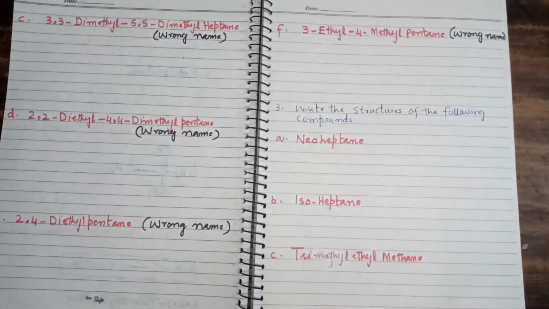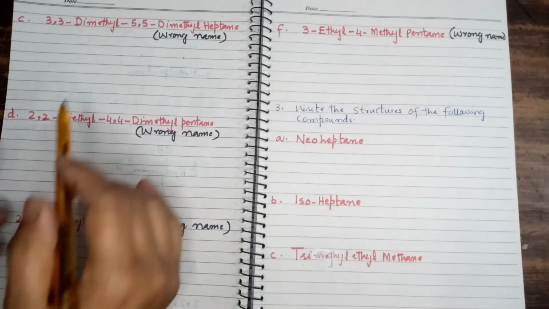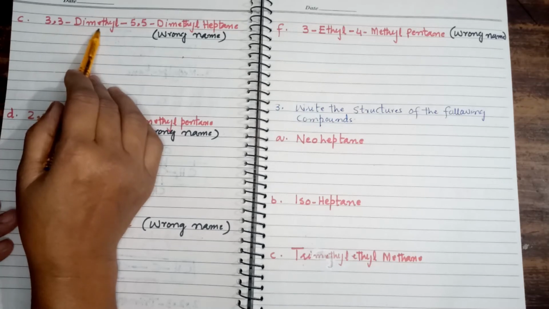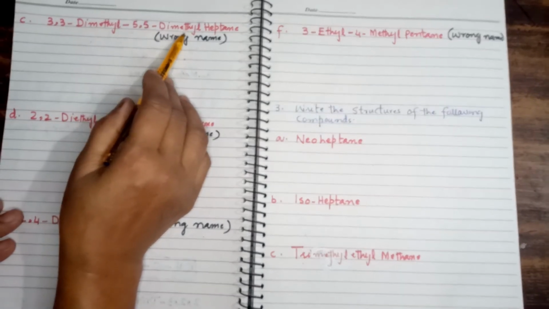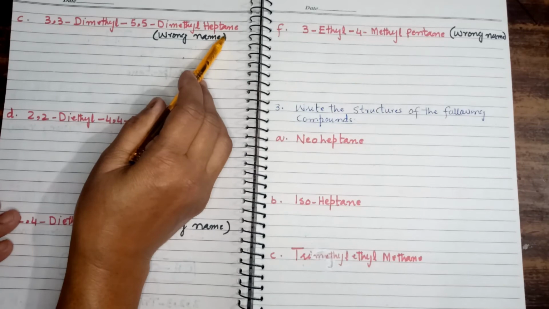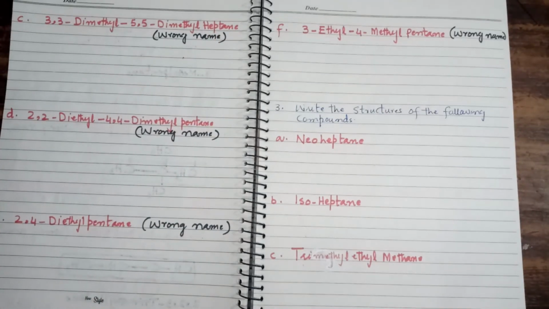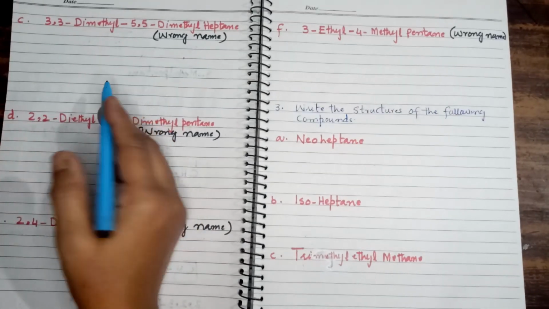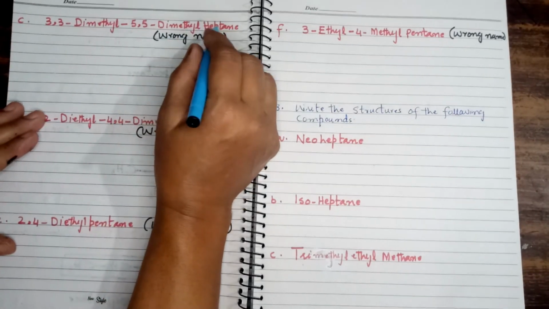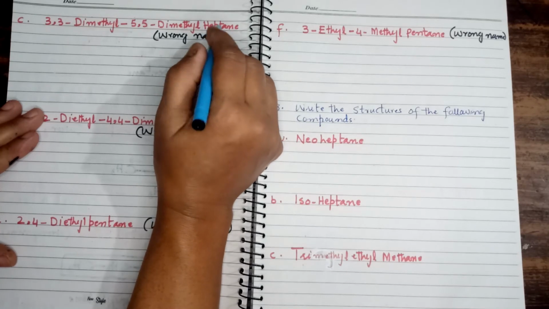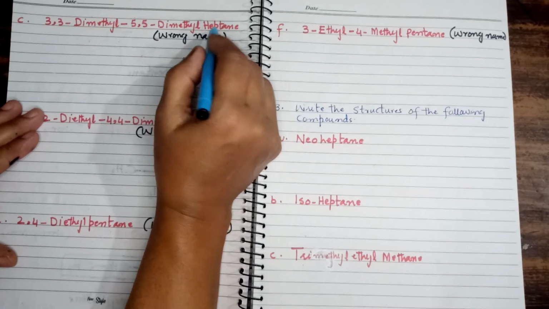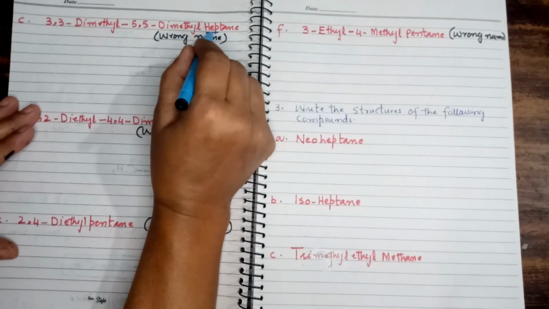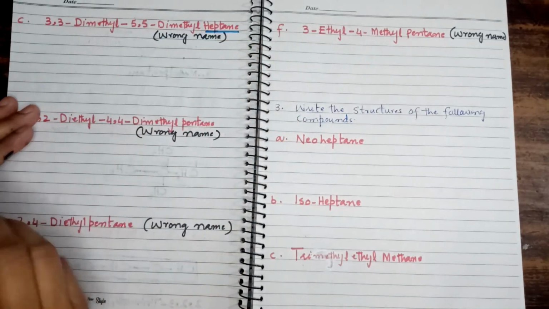Another name is given to us. Right students? What is the name? 3,3-dimethyl 5,5-dimethyl heptane. Clear? Now first of all, this is the wrong name. How can we write the structure of this given name? I have told you students, first of all, we see what is the name of the parent chain, usually the last part of the name. It is heptane, right? Heptane.